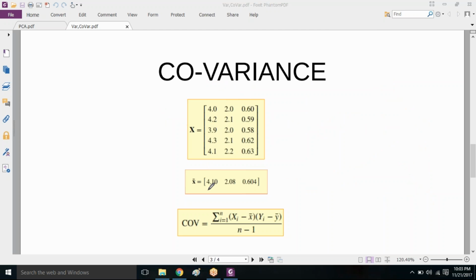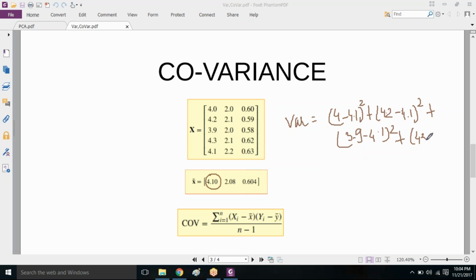One way is that you calculated the mean, now I will calculate the variance like this: 4 minus 4.1, plus 4.2 minus 4.1, plus 3.9 minus 4.1, plus 4.3 minus 4.1, and finally 4.1 minus 4.1, each squared, and then I divide by 5. Summed it over, squared, summed it over and divided by 5.